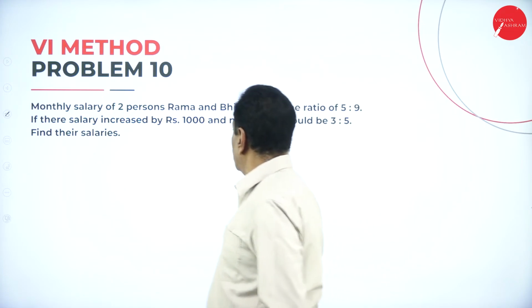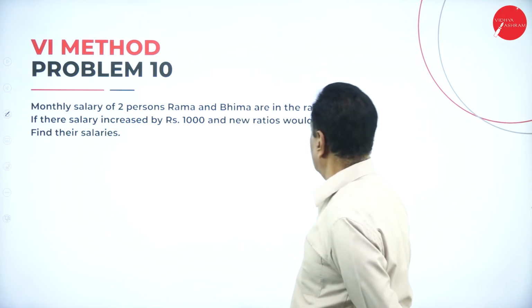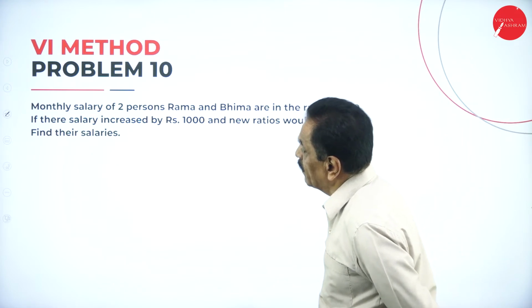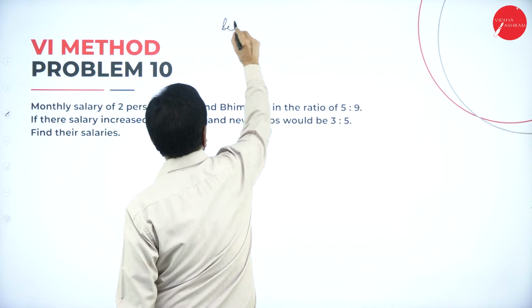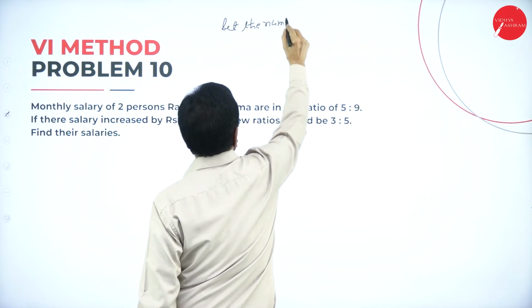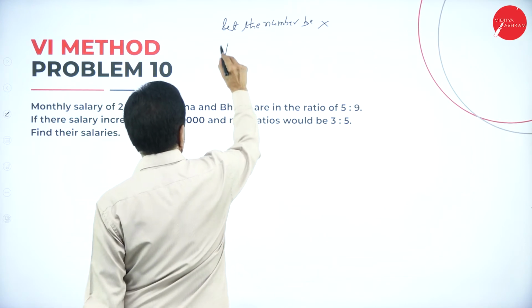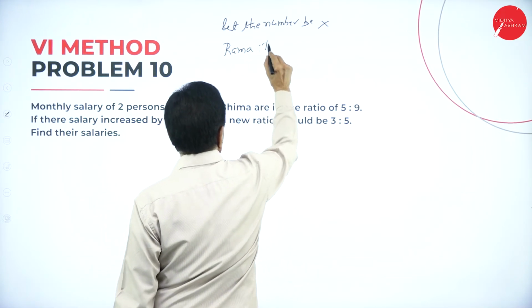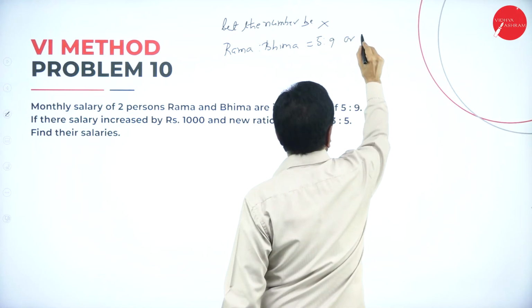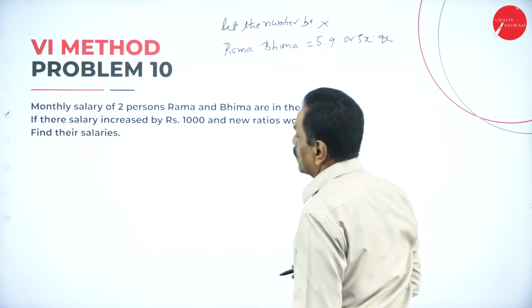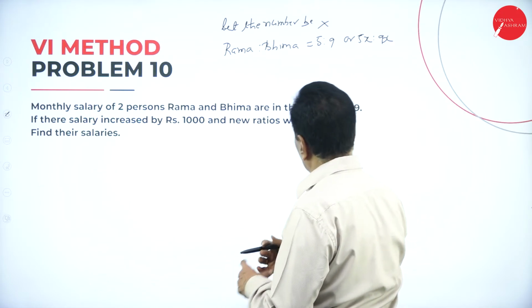Monthly salary of 2 persons, Rama and Bhima, are in the ratio of 5:9. If their salary increased by 1000 and the new ratio would be 3:5, find their salary. Let the number be x. What's the ratio? Rama is to Bhima, 5:9, or 5x, 9x. Then their salary increased by 1000. The new ratio is 3:5.